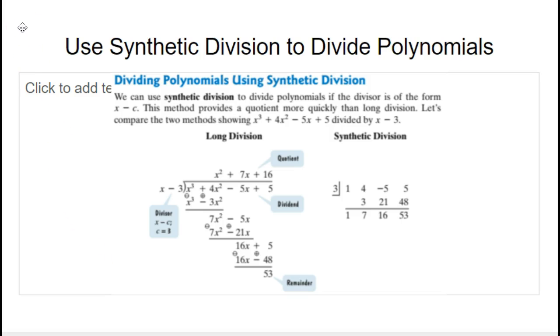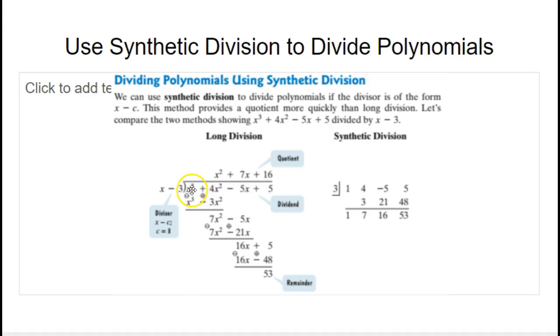So now we are going to use synthetic division to divide polynomials. You can see here it says, we can use synthetic division to divide polynomials if the divisor is in the form x minus c. So down here in this example, the divisor is in the form of x minus c. It also could be x plus c, as long as that first term is linear, raised to the first power. This method provides a quotient more quickly than long division, and we're going to compare the two methods right here.